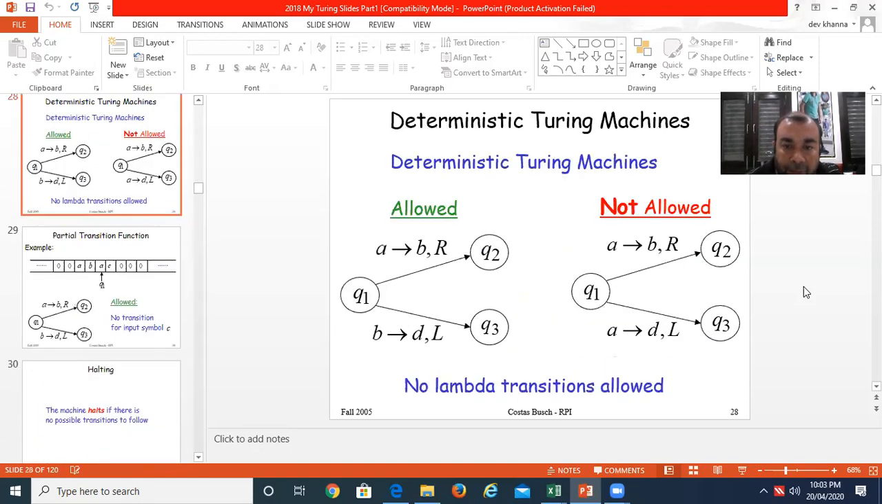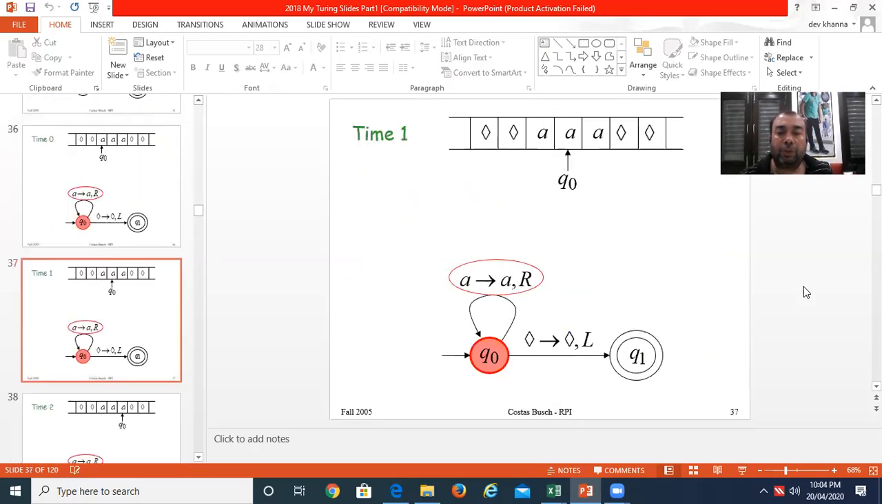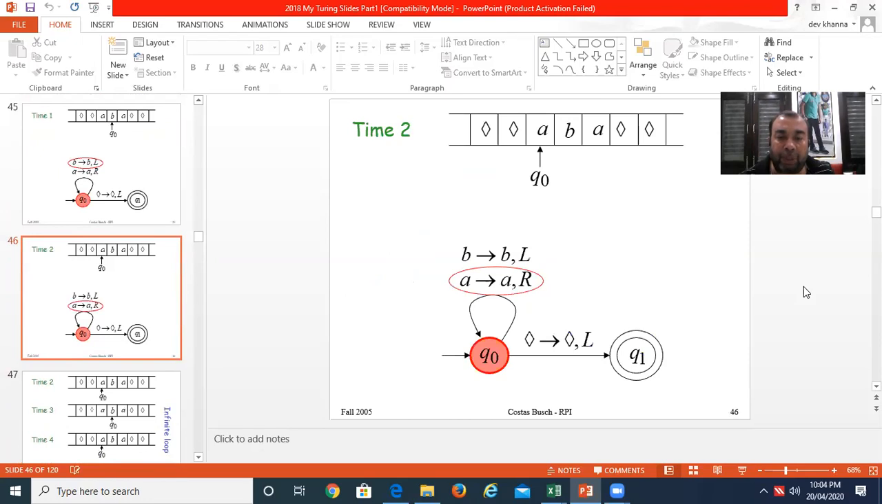Okay, let us discuss this slide, slide number 21, point number 5. The Turing machine may not read all of its input because it is not able to reach the last character. Because of this left-right movement, which was not allowed in case of NFA, DFA, NPDA, DPDA. Because they always move from left to right, always right-hand side. But here left and right both are allowed. Okay, this is one of the examples.